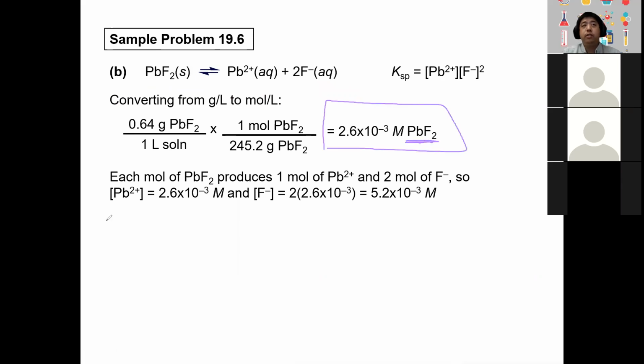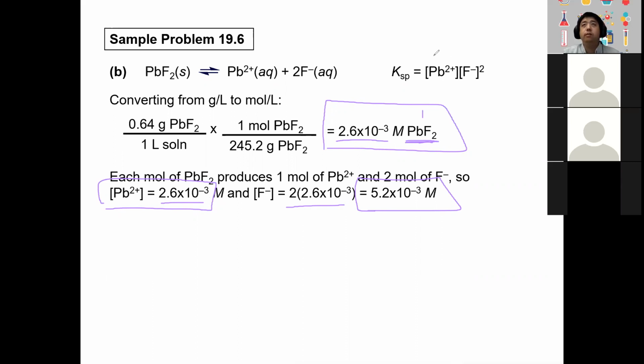And stoichiometry says that if I have 1 mole of the entire thing, I should have 1 mole of this, but 2 moles of my F minus. So if it's 2.6, it should be just 2.6. This one is 2 times 2.6. So this is the new concentration of all of my F minus present. Does this make sense so far? Remember, this goes back to stoichiometry. If you're having trouble with this, let me know.